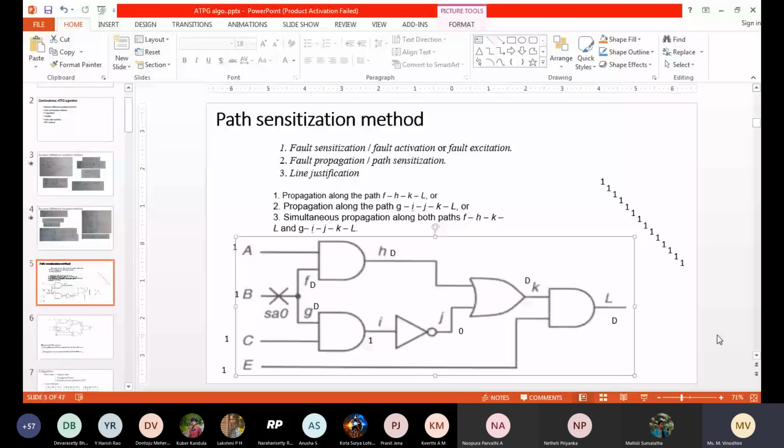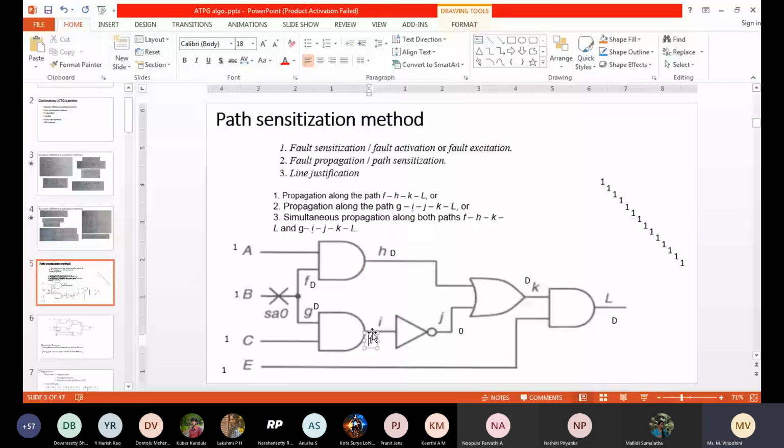Can I have J as 0? If I want to have J as 0, my I should be 1. Correct, students? Okay. Can I have I as 1? No, ma'am. Why? Here we get D, ma'am, from input. C is equal to 1 and Z is equal to D. Okay, I can change this C. If I make this as 0, is it possible? No, ma'am. Then also not possible.